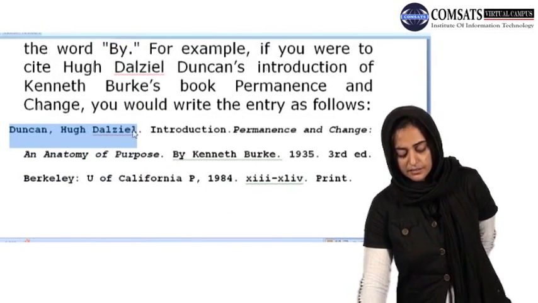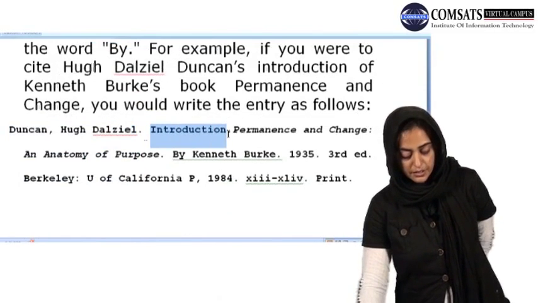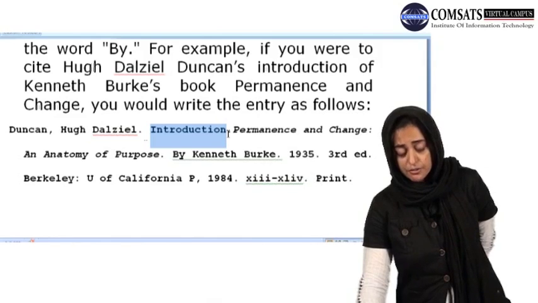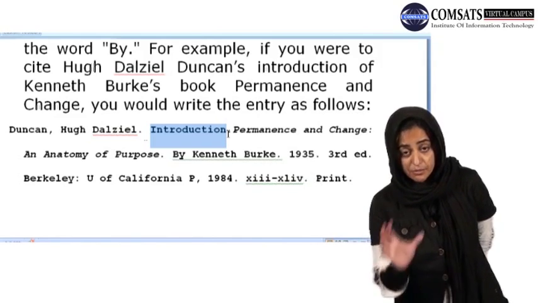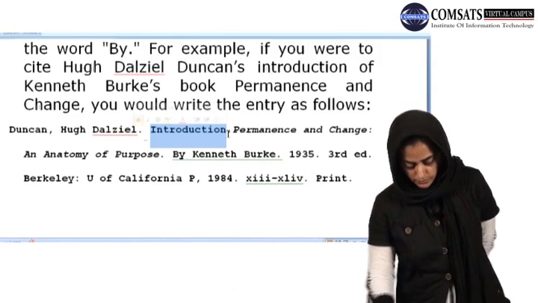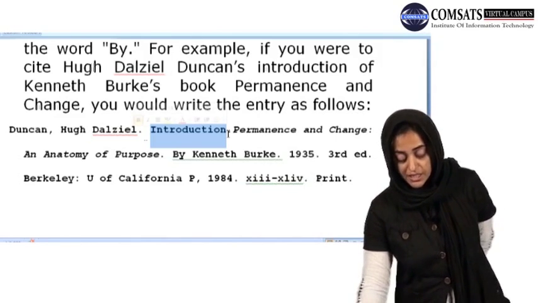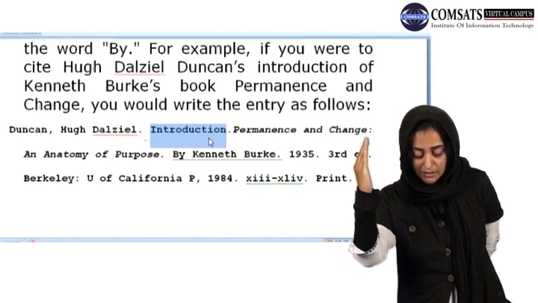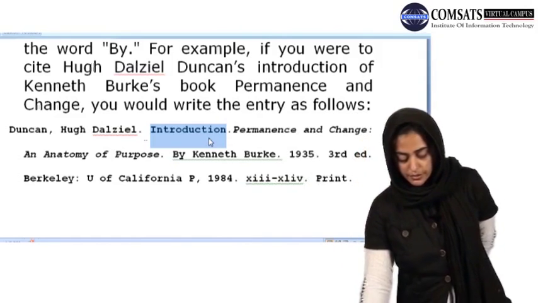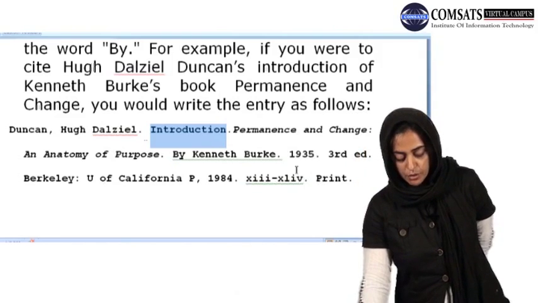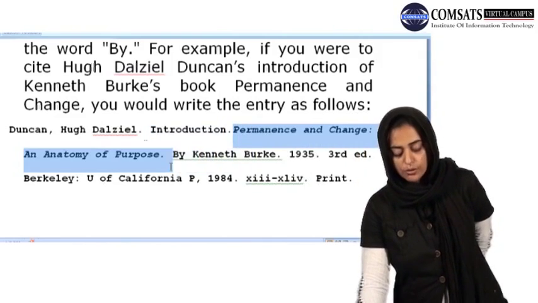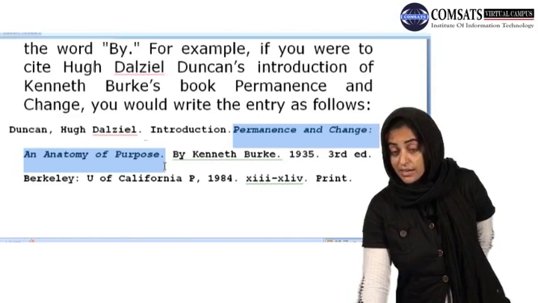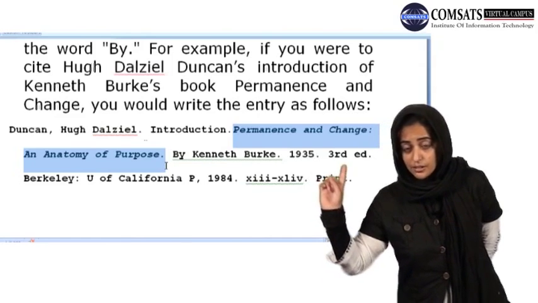After it, since you are creating the detailed reference for a particular piece of information that you have picked up from the introduction of a book, this person is the author of the introduction part of the book. After it, the name of the whole book, the title of the whole book, Permanence and Change. I have highlighted it for you on the screen.